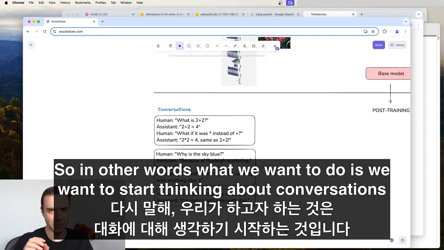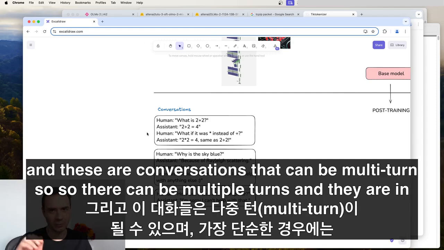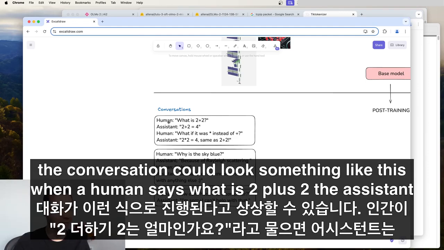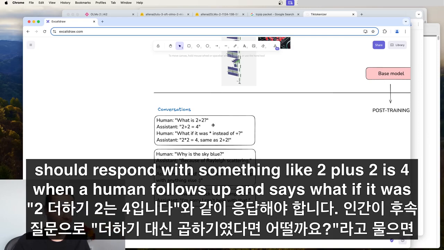So in other words, what we want to do is we want to start thinking about conversations. And these are conversations that can be multi-turn, so there can be multiple turns, and they are, in the simplest case, a conversation between a human and an assistant. And so, for example, we can imagine that the conversation could look something like this. When a human says, what is 2 plus 2, the assistant should respond with something like, 2 plus 2 is 4.